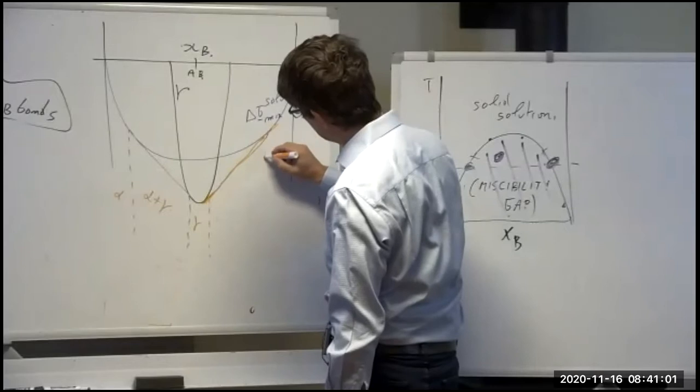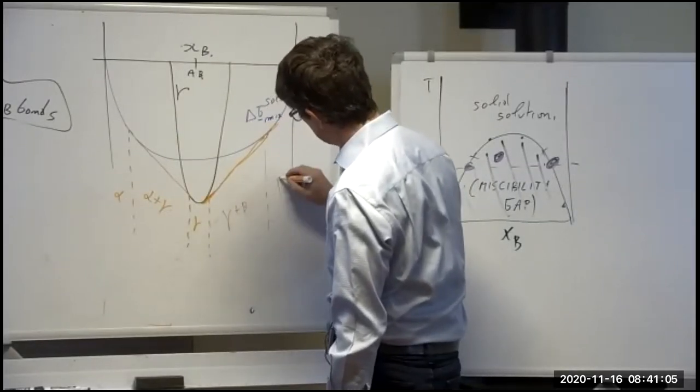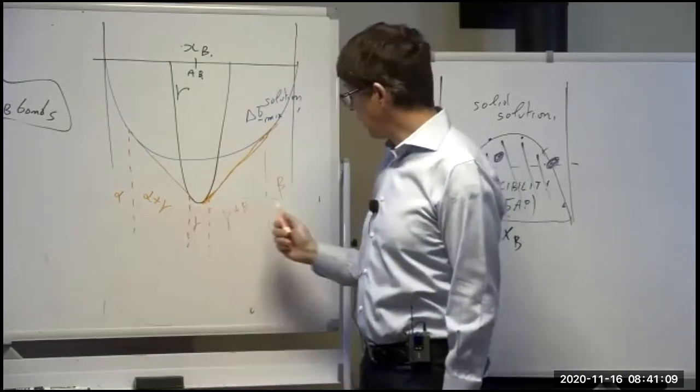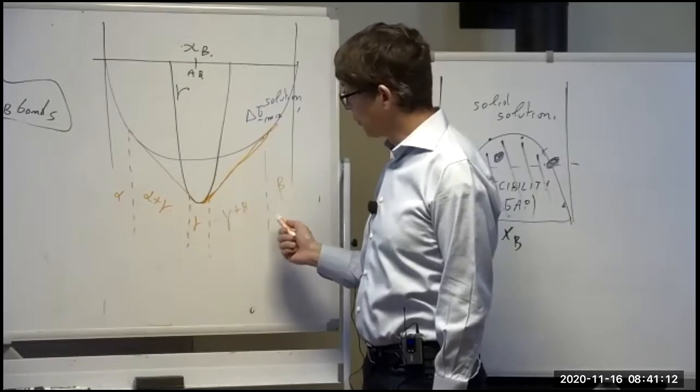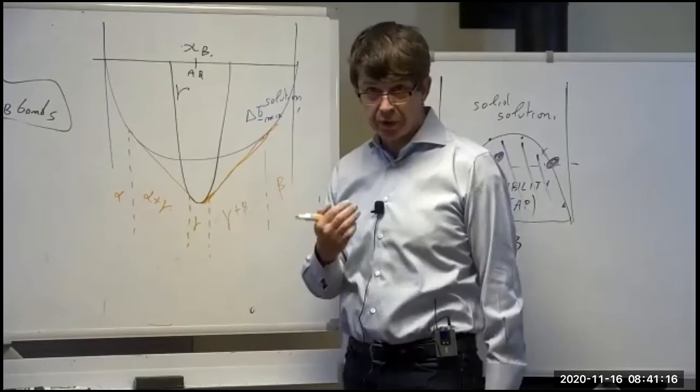And then here I have gamma plus beta, if I call the other phase solid solution beta. So I have alpha and beta solid solutions, right? So pure A with some B, pure B with some A here. I have the compound, and I have two-phase regions between them.